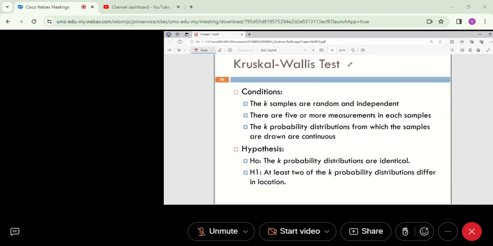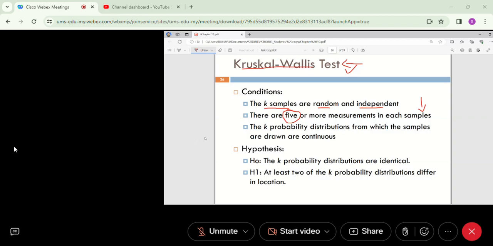Now let's have a look at the next test. This is the option for the Kruskal-Wallis test. This is the option for the ANOVA independent sample. Look at the conditions, similar to the ANOVA. We have case samples which are random and independent, meaning they do not overlap with each other. Specifically for Kruskal-Wallis, you must have at least 5 measurements, or 5 replicates, in each sample. If not, you cannot perform the Kruskal-Wallis test.